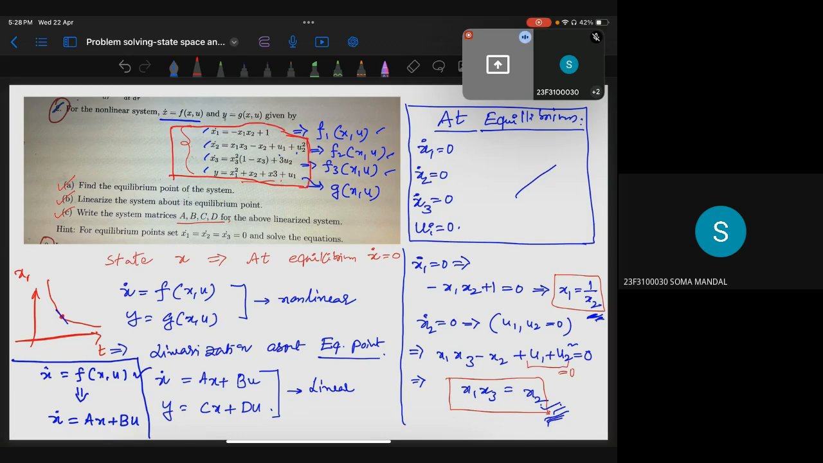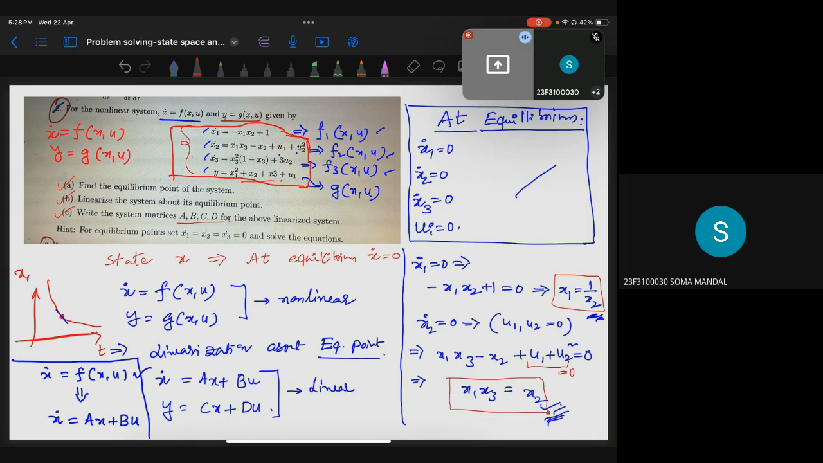Okay, if you see that set of equations, it looks like x1, x2, x3. Those are the first set of equations, and the last equation is y is equal to g of x comma u. So basically, what does it mean? We have two equations: x dot is equal to f of x comma u, and y is equal to g of x comma u.